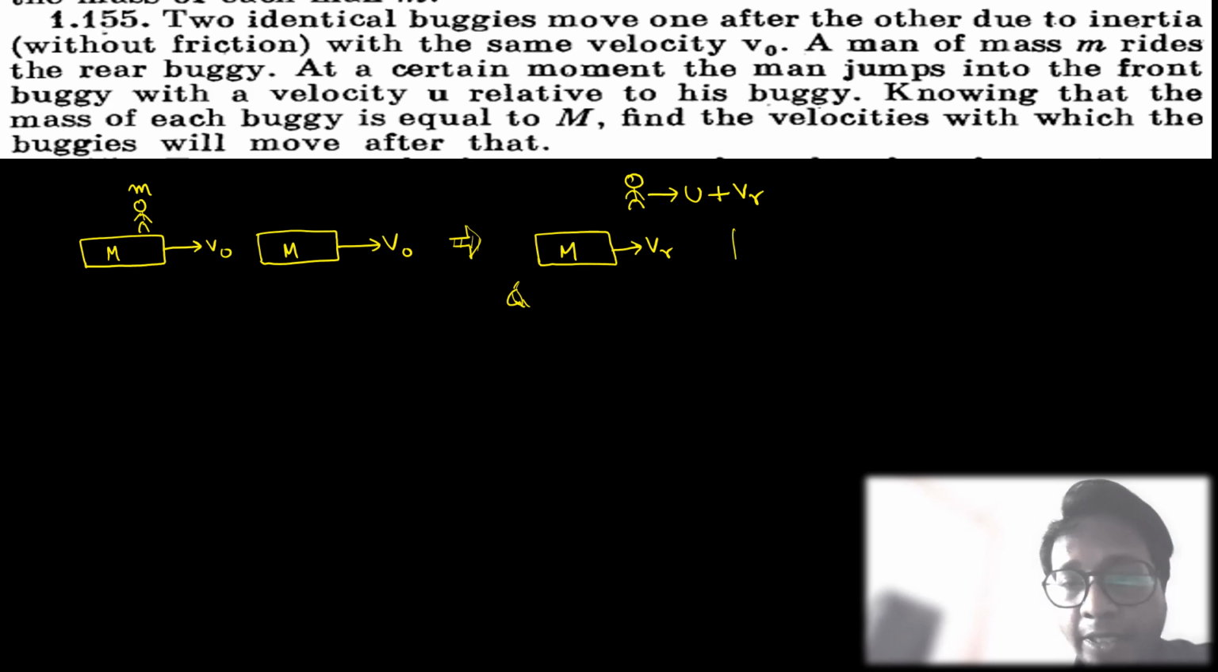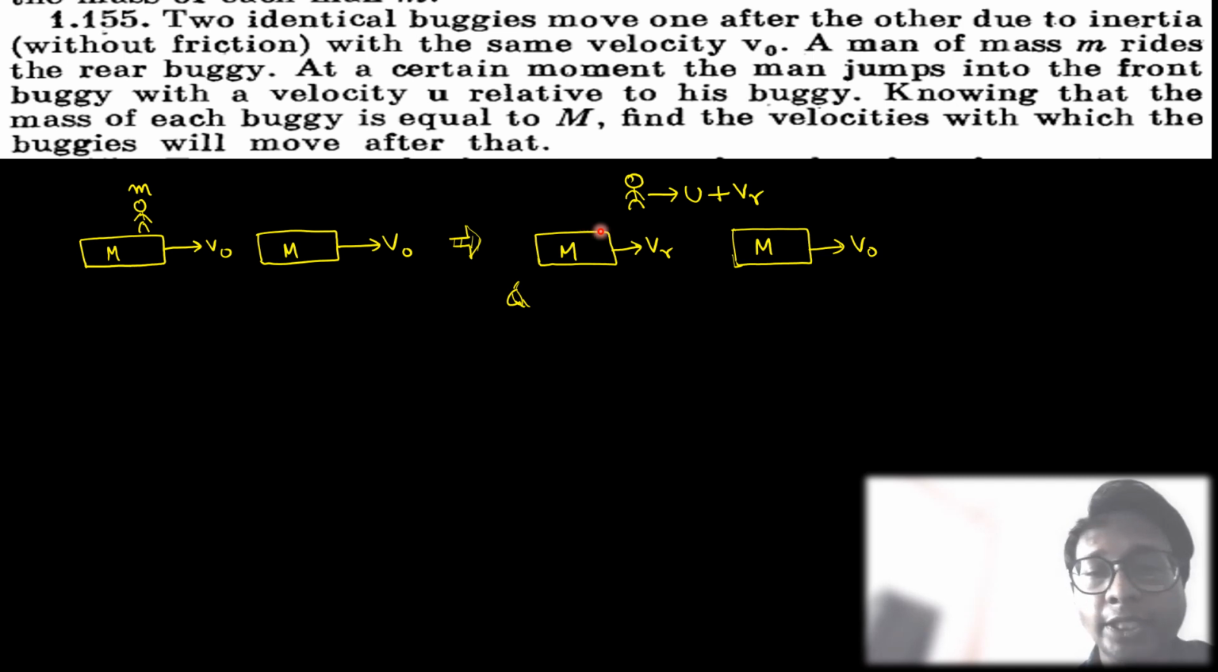Now this person, and the first bogie was moving with velocity v naught, and this person will land on this bogie. After he lands on this bogie, the velocity of this bogie will also change, because he is carrying some different momentum. So the first part of the question is to find the velocity of this bogie after he jumped.